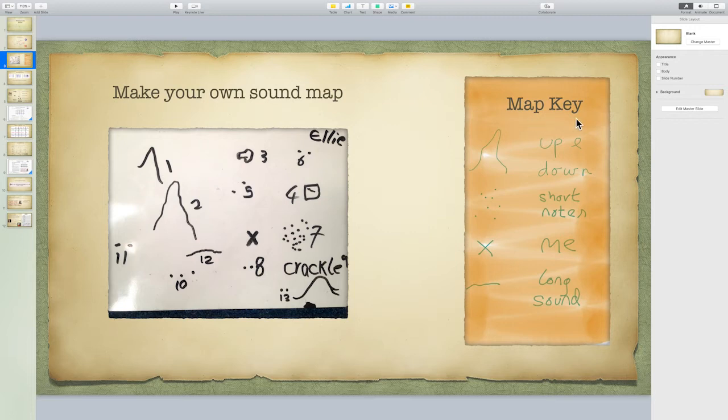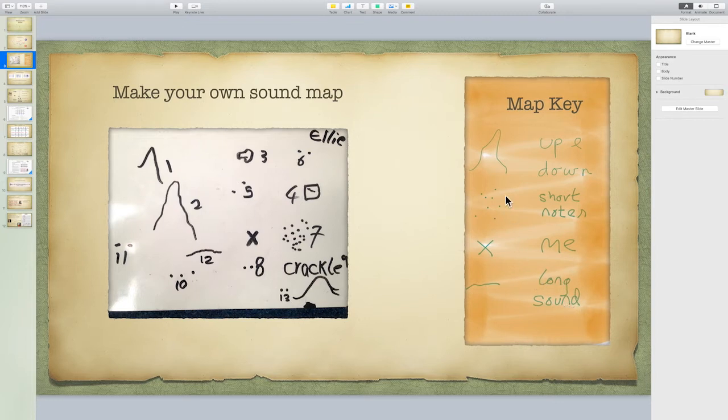If you're following a normal map, you see all sorts of signs that you remember. So a pathway would be like a dotted line, and a road would be a continuous line, wouldn't it? And they're even different colours, so you know what sort of road it is. But with this map, this is for sound. So you can see that wavy line over here that Ellie did. Well, the key for that is this, and it just means play up and down. And then the little dots mean play a short note. The cross is me, it's where I'm sitting, or where she was sitting. And this is a longer note, it's more horizontal, isn't it, than the other one. So it's just a long sound.